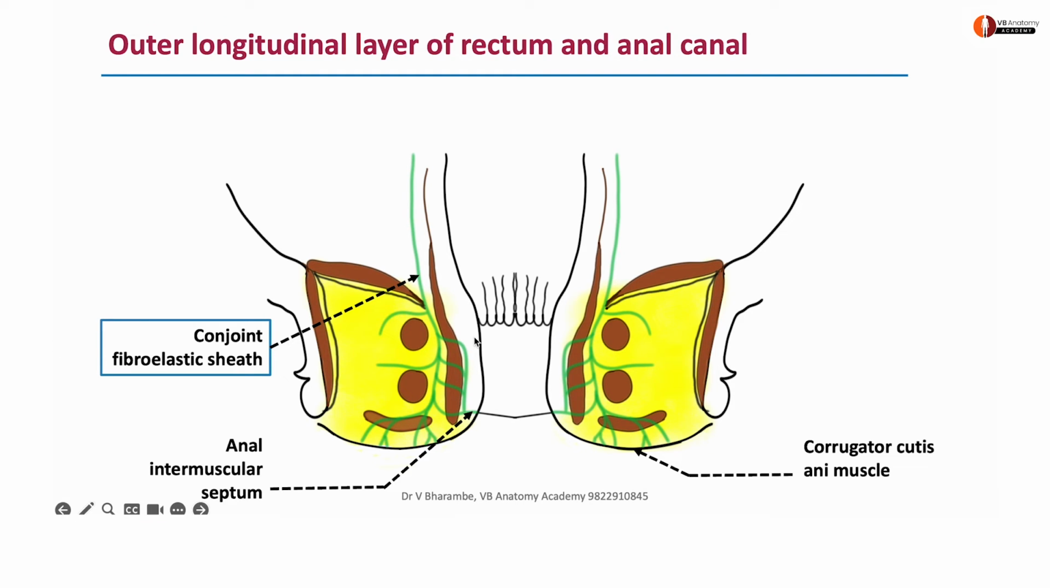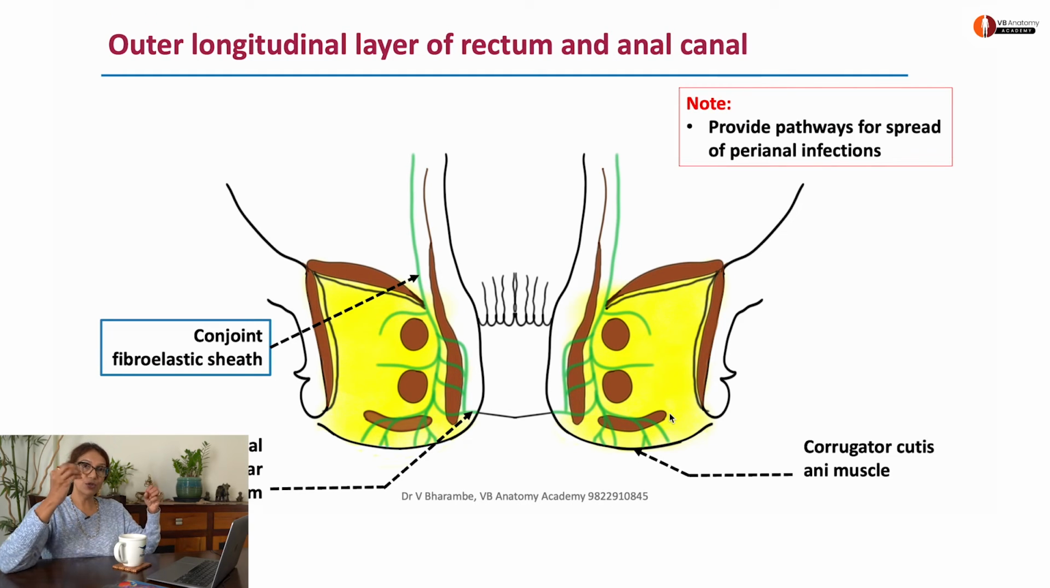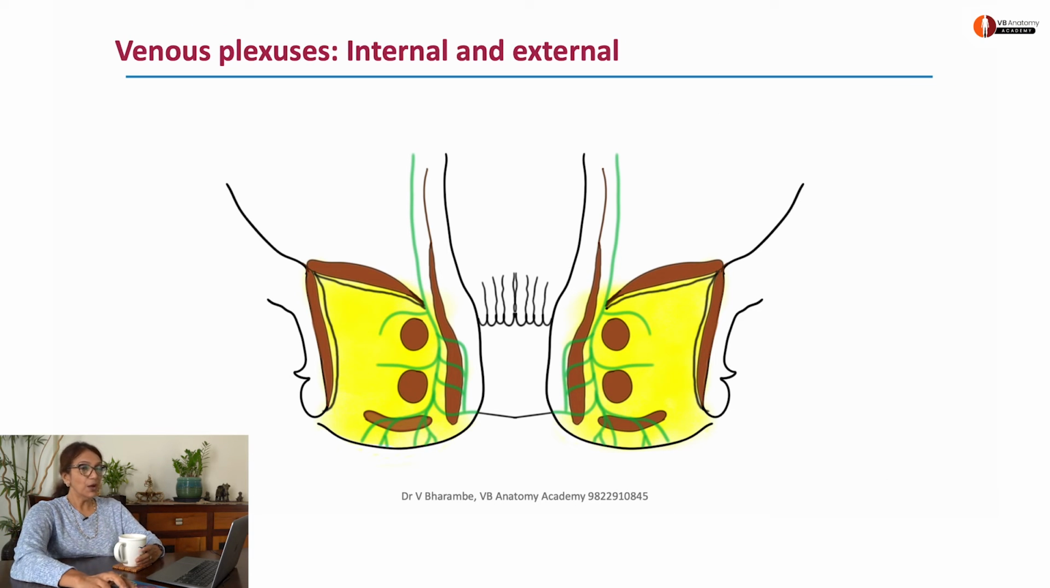It attaches itself to the Hilton's white line, forming the anal intermuscular septum. This longitudinal muscle is said to provide pathways for spread of perianal infections. Now let's come deep to the submucosal layer. Okay, so we've done the muscle.